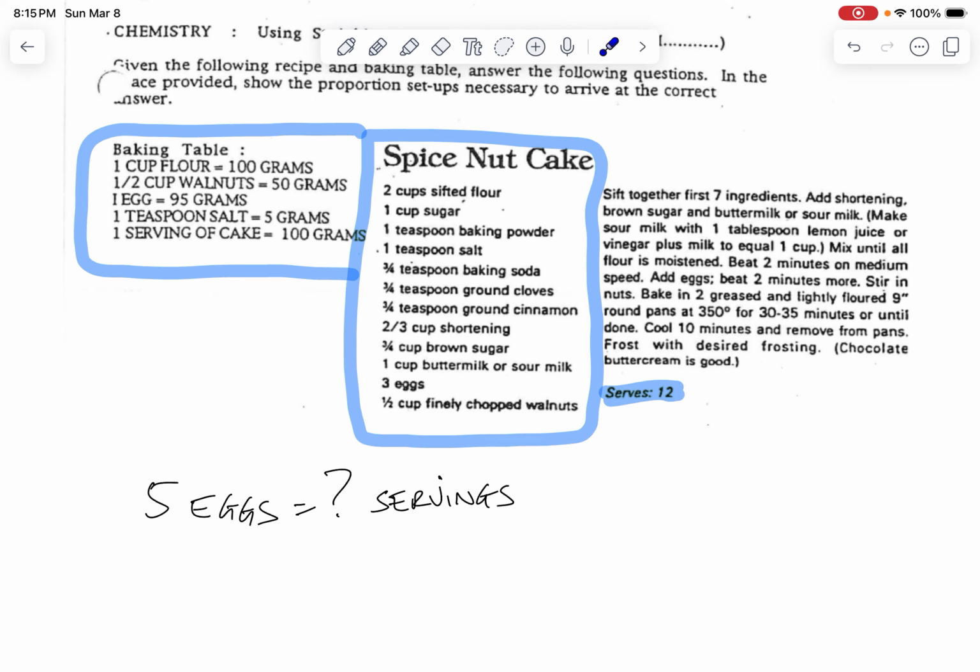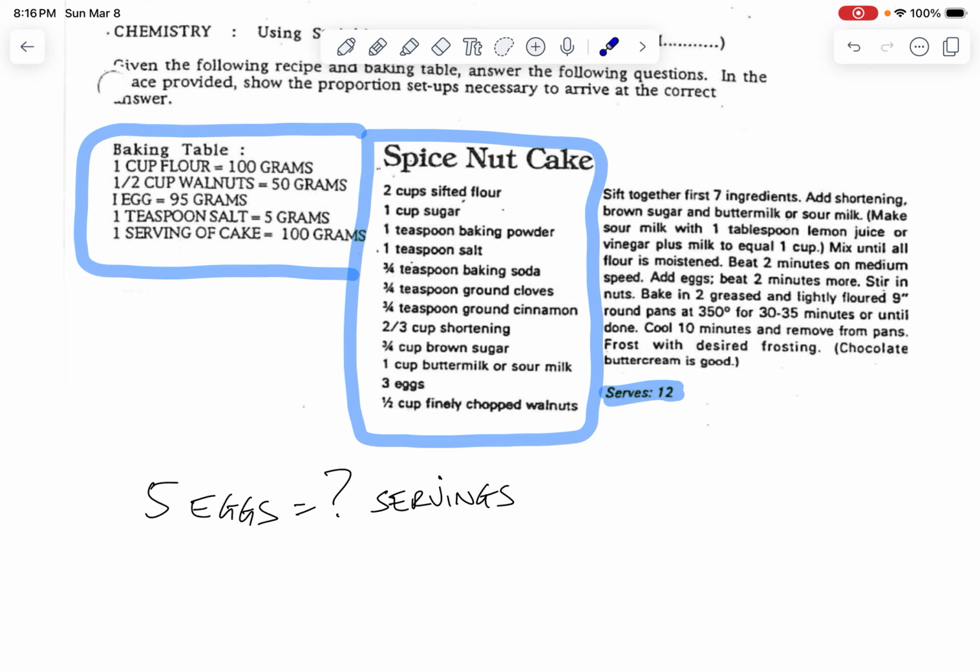For the rest of these, we're going to be using dimensional analysis for some of these problems where they're not so straightforward, like doubling or halving. So our first question says, what if we have 5 eggs? If we have 5 eggs, we want to know how many servings we could make. One of the things that we're assuming is that we only have 5 eggs. However, we have more than enough of all of these other ingredients.